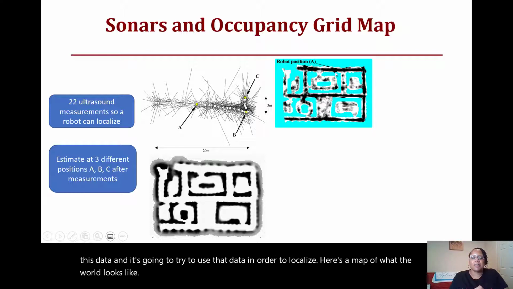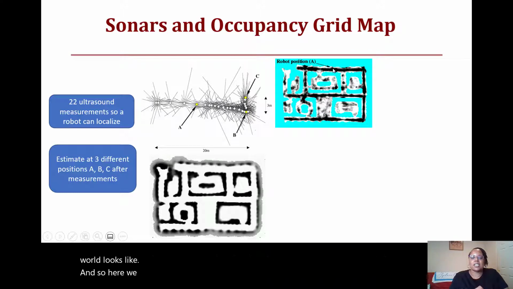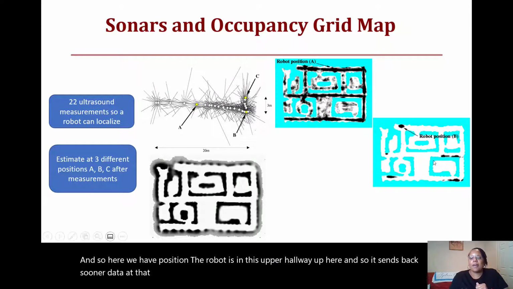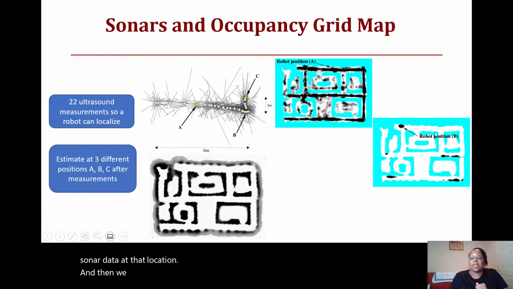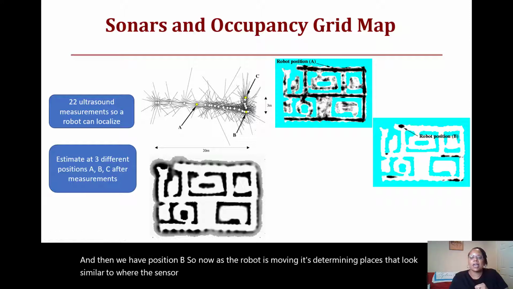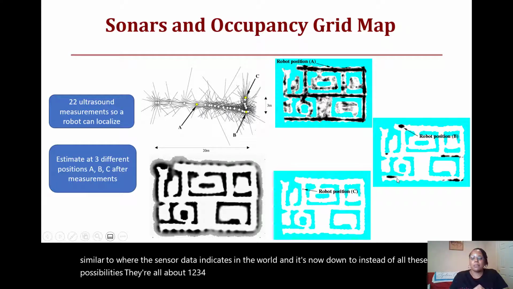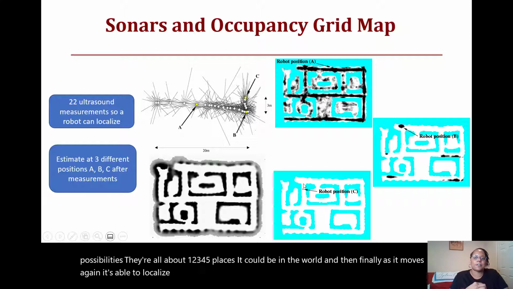And so here we have position A. The robot is in this upper hallway up here, and so it sends back sonar data at that location. And then we have position B. Now as the robot is moving, it's determining places that look similar to what the sensor data indicates in the world. And it's now down to, instead of all these possibilities, about 1, 2, 3, 4, 5 places it could be in the world. And then finally, as it moves again, it's able to localize and realize by position C that it was actually here.